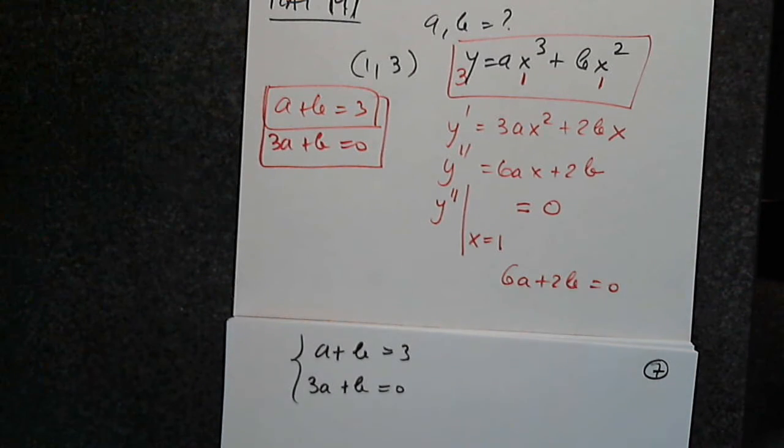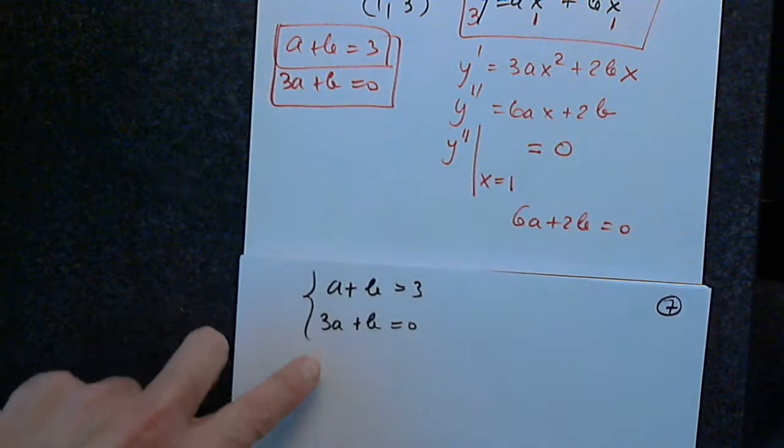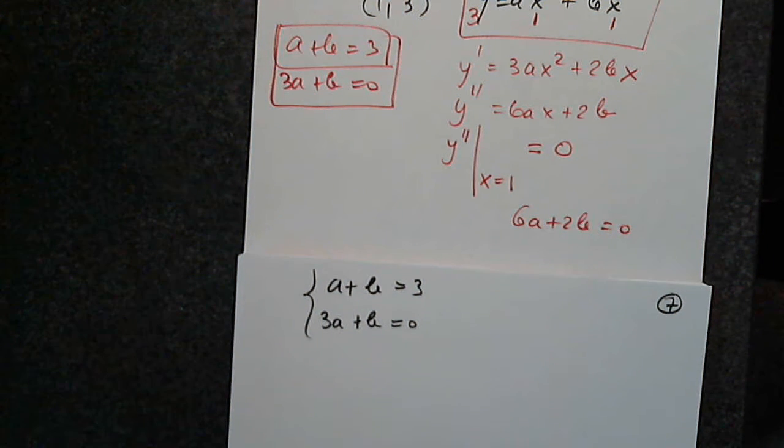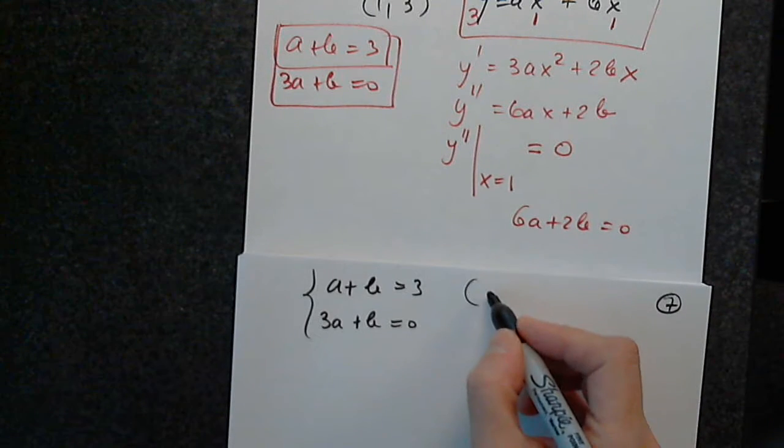Yes, a plus b equals 3 and 3a plus b equals 0. Well, how will you do it? She knows. How many methods do we have for systems like this? Substitution or addition. Exactly. Choose one. Addition. Okay. What would you eliminate? I would multiply the top line by negative 3.